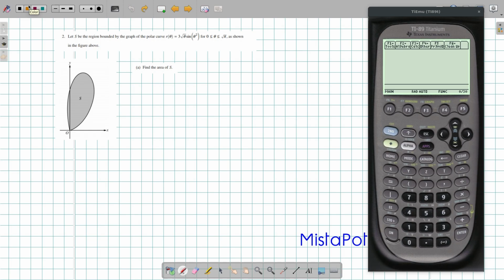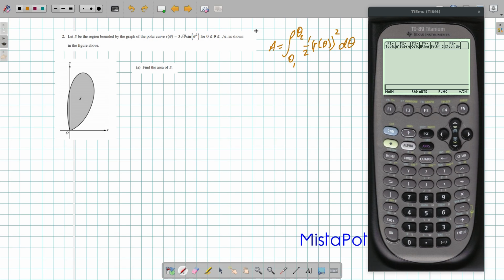Problem 2 says, let S be the region bounded by the graph of the polar curve r of theta equals 3 radical theta times the sine of theta squared for 0 less than theta less than the square root of pi, as shown in the figure above. Find the area of S. Now, we know for polar figures that I can find the area by integrating from theta 1 to theta 2 of 1/2 whatever r of theta is squared d theta. That's the formula for a polar area.